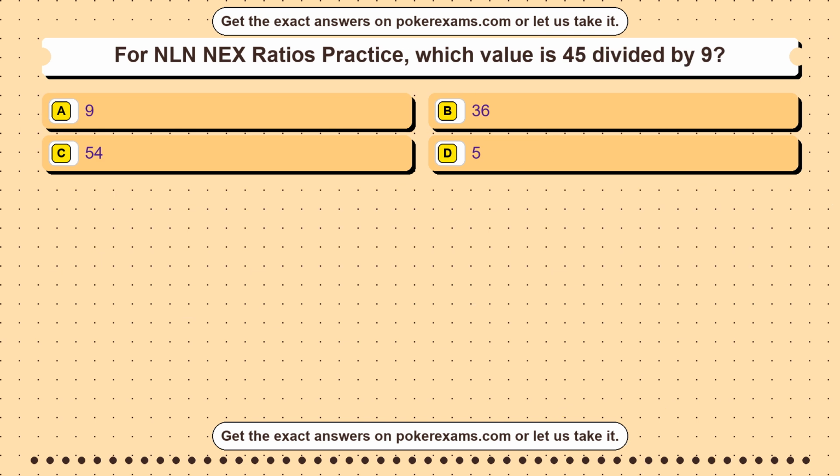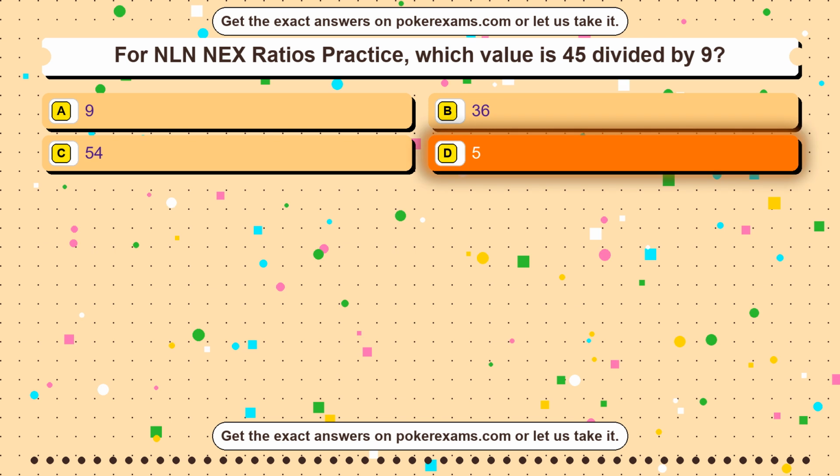Question 42. For GED Prep 2026, which number is the median of 2, 5, 9, 10, 14? Option A 9. Option B 10. Option C 14. Option D 5. The correct answer is option D.